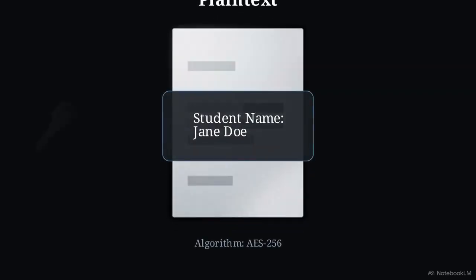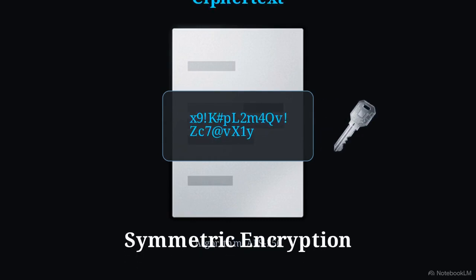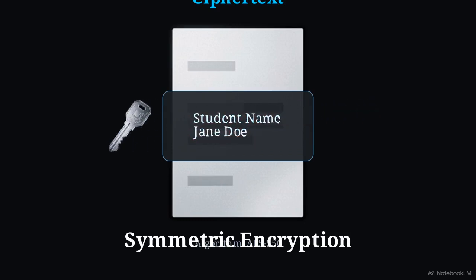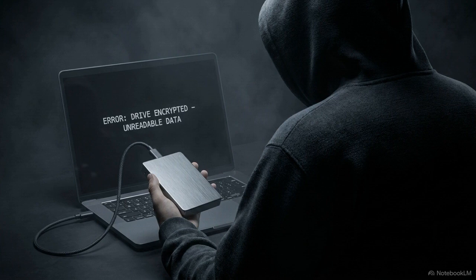Cryptography uses a mathematical algorithm and digital key to scramble readable plaintext into unreadable ciphertext. This is symmetric encryption. It uses the exact same key to lock data into ciphertext and unlock it back to plaintext. By scrambling the information, encryption guarantees confidentiality. Even holding the stolen hard drive, the thief cannot read a single student record.